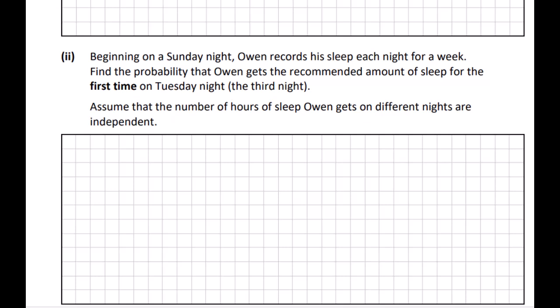Find the probability that Owen gets the recommended amount of sleep for the first time on Tuesday night. So we're starting on Sunday night, so if we look at Sunday night, he doesn't get the recommended amount of sleep, so that's 0.9. Monday night, then, he doesn't get the recommended amount of sleep, so that's 0.9. So it's Sunday and Monday.